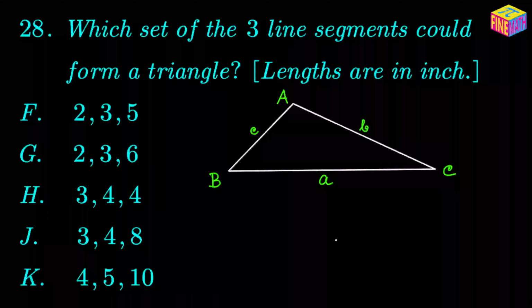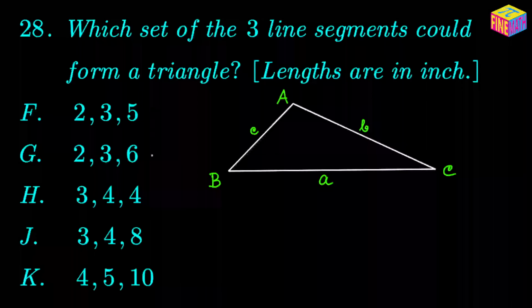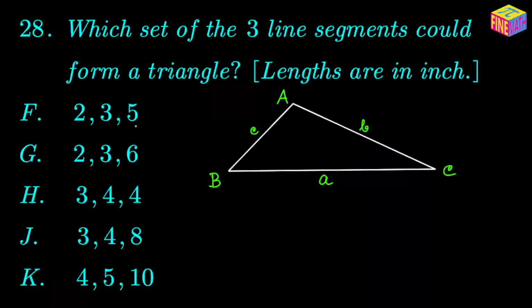So let's get started. The question says: which set of the three line segments could form a triangle? Lengths have been provided in the unit of inches. If you look at the answer options, the three numbers under each option are actually the lengths of the sides of a triangle, or the lengths of three line segments. And the question is, which of those three line segments could form a triangle?